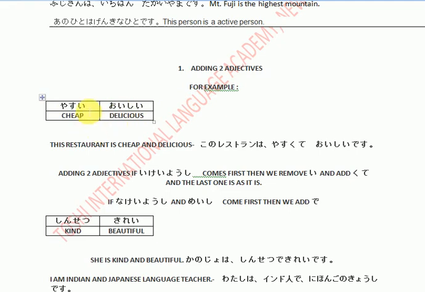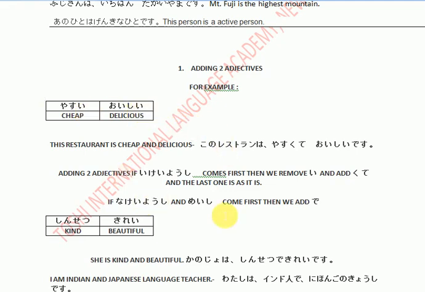If two adjectives, an i adjective comes first. If there are three adjectives, or two adjectives, then you have to change the earlier ones, and the last one stays as it is. You don't have to do anything to the last one, just follow the grammar. But if two adjectives, you change the first. If three adjectives, you change the first two. You just have to see whether it is i or na.